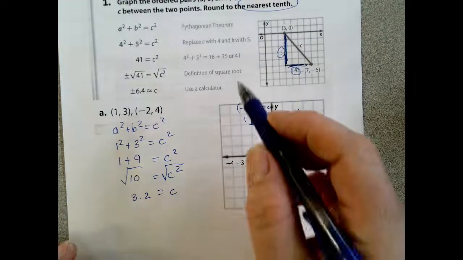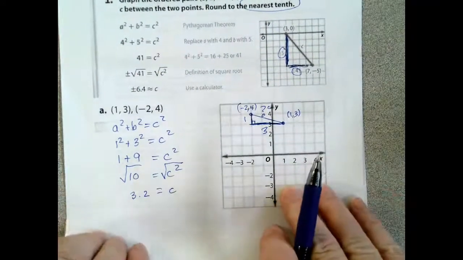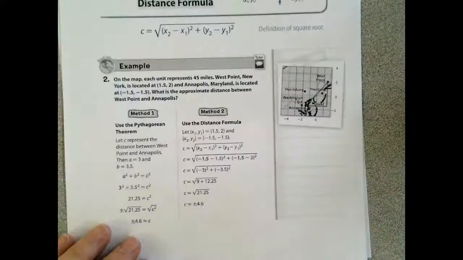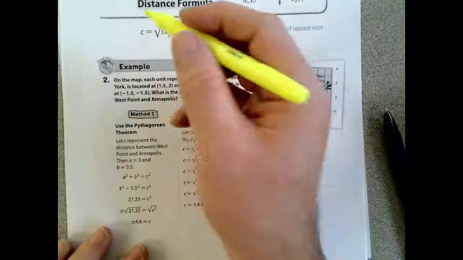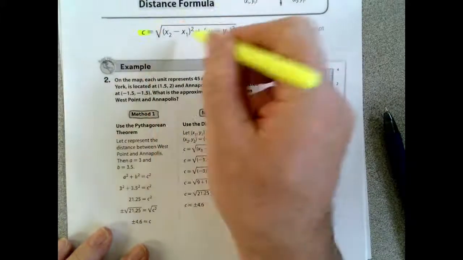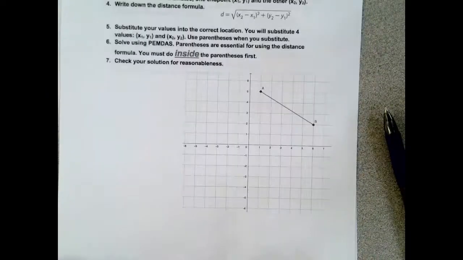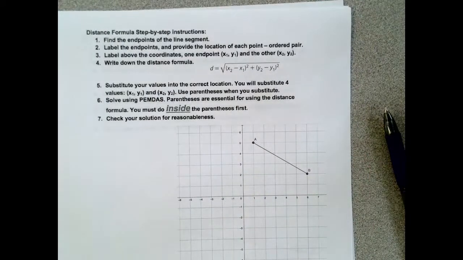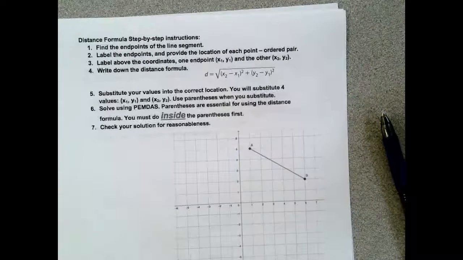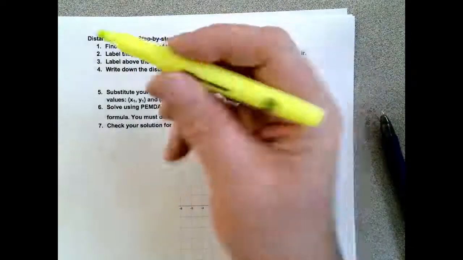So that's finding the distance on the coordinate plane by drawing it. If you want to make your life even easier, you can use the distance formula, so you wouldn't have to draw it out. Let's take a look here. Distance formula, step-by-step instructions. Let's see if I can get this just a little clearer. That's not much better, but here's our step-by-step instructions.